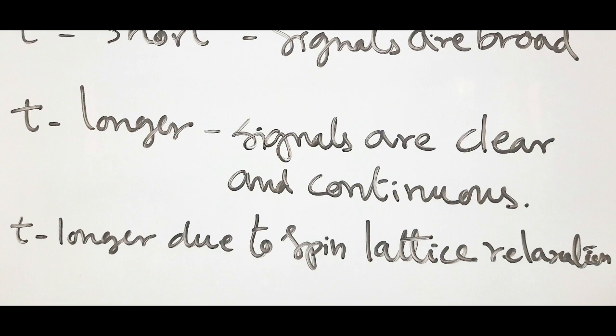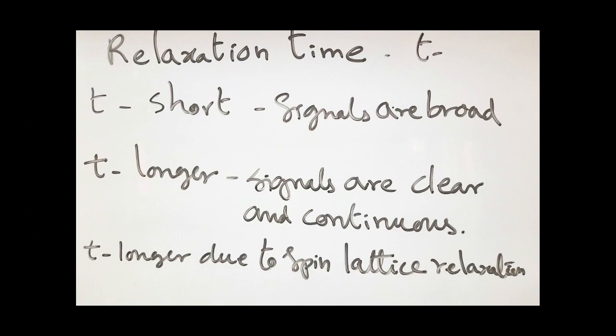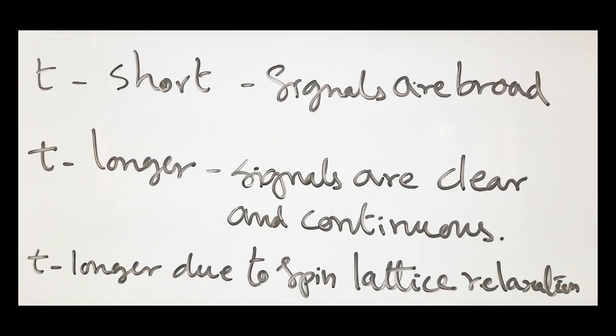Whereas if the relaxation time T is sufficiently long, then the signals are very clear and continuously observed in NMR spectroscopy. So in PMR spectroscopy, proton magnetic resonance spectroscopy, the time taken by the nuclei is longer, so we are able to get some information about the structure of the molecule.